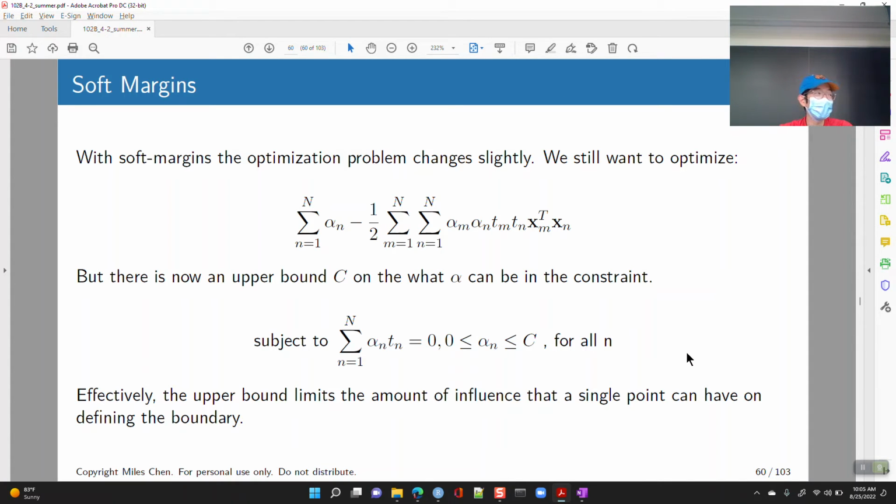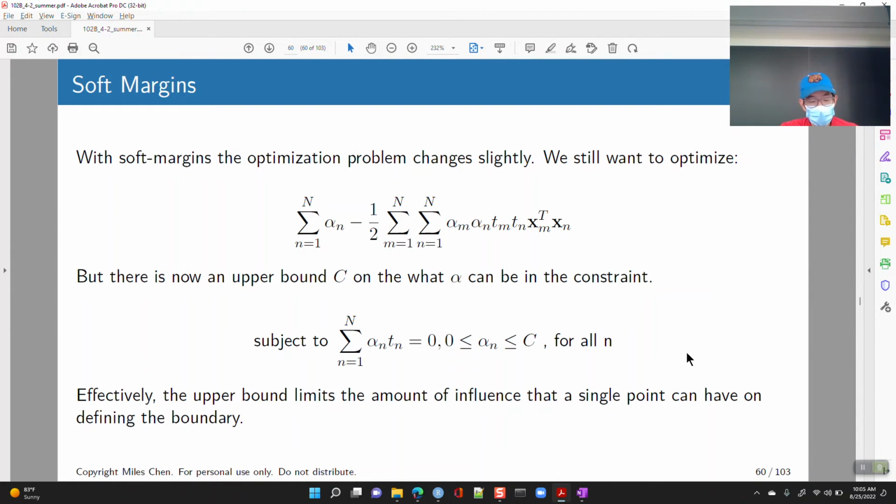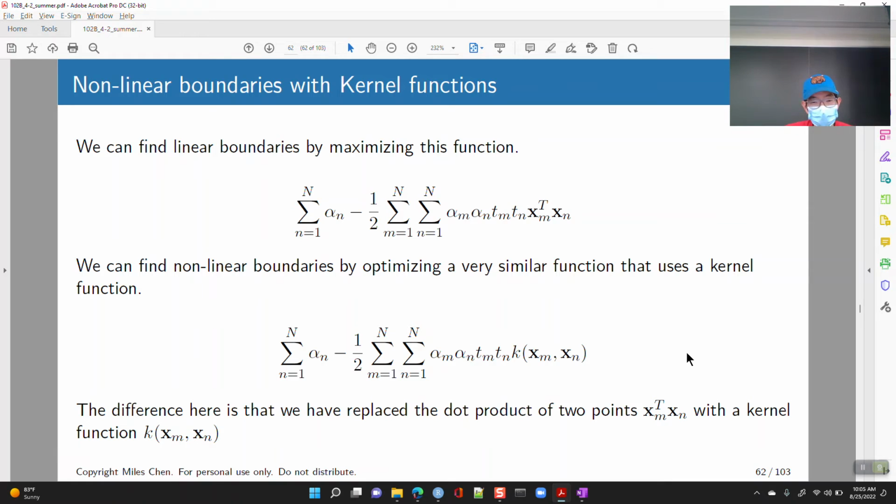A soft margin says, you know what? We're going to draw this line, and I'm not going to adjust the line if one point ends up falling on the wrong side, okay? We don't like it, but we're not going to redo everything here. And so that's this idea of a soft margin. And we're going to further complicate this by introducing kernel functions, okay?